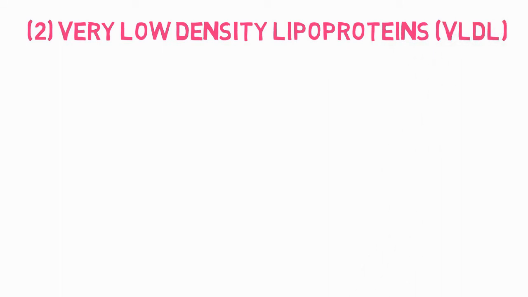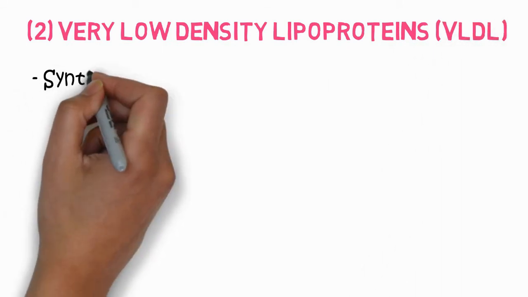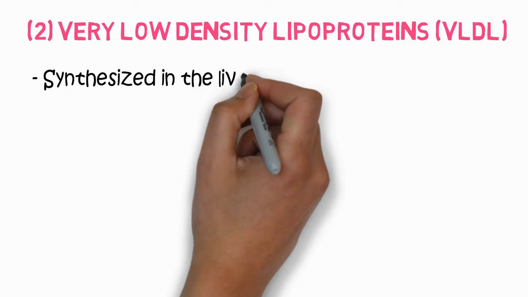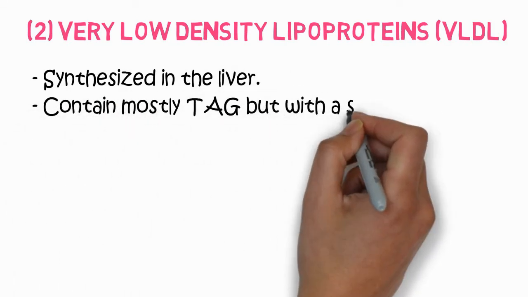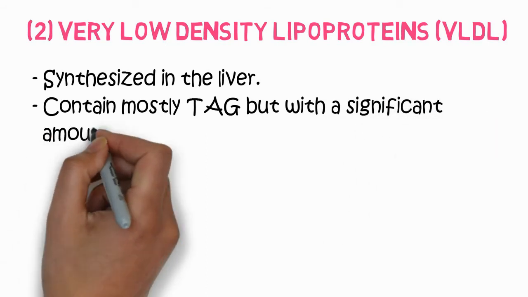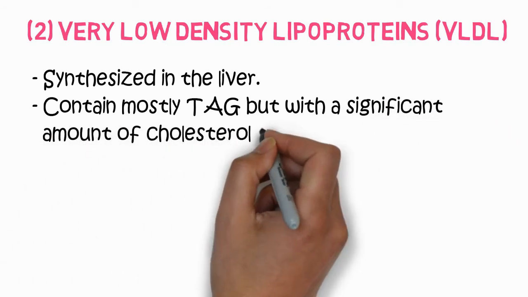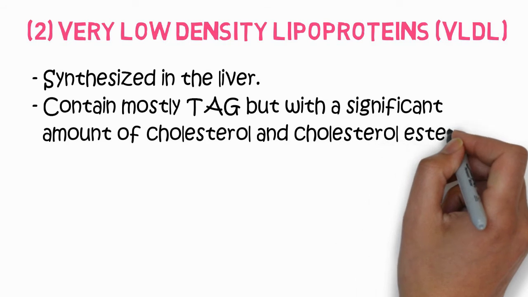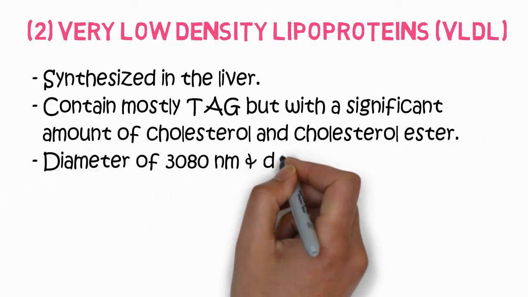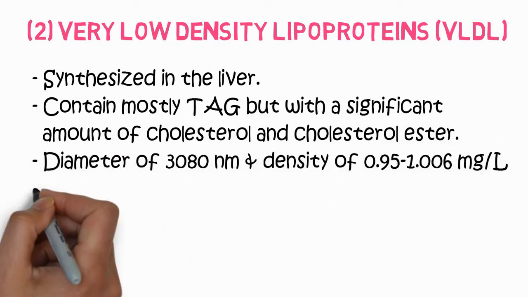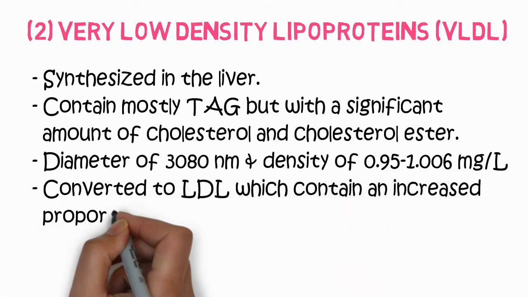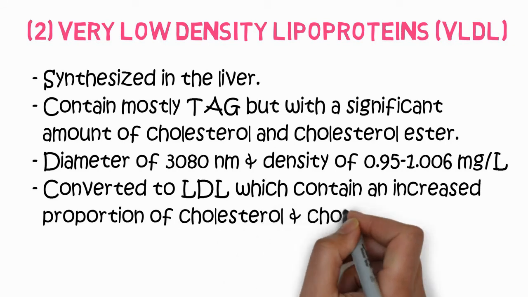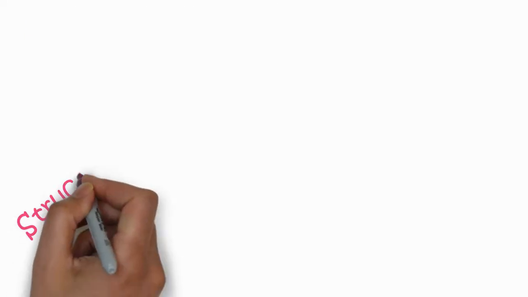The second class of lipoprotein is known as very low density lipoprotein. They are synthesized in the liver. They contain mostly triacylglycerol, but with a significant amount of cholesterol and cholesterol esters. They have a diameter of 30 to 80 nanometer and density less than or about 1. They are converted to LDL, which contains an increased proportion of cholesterol and cholesterol ester.